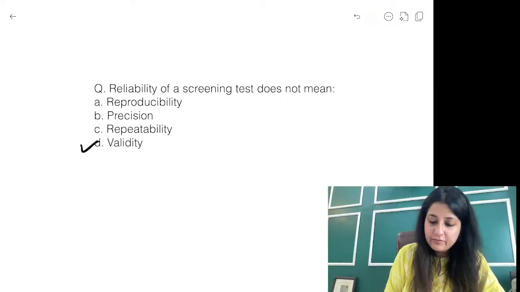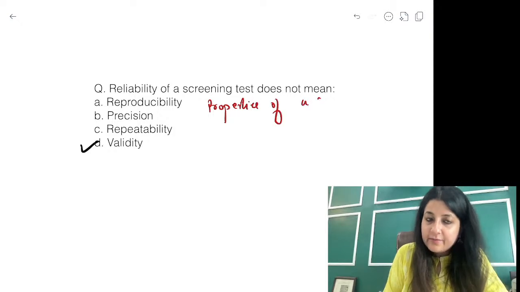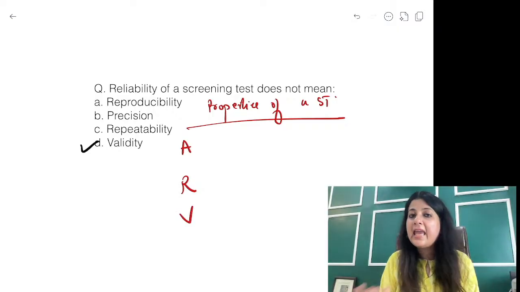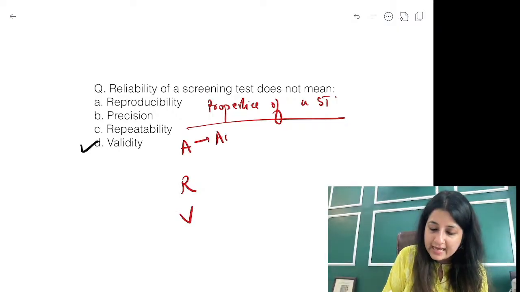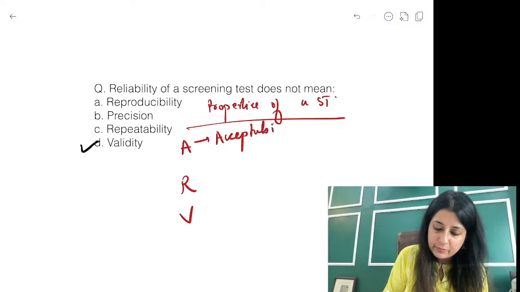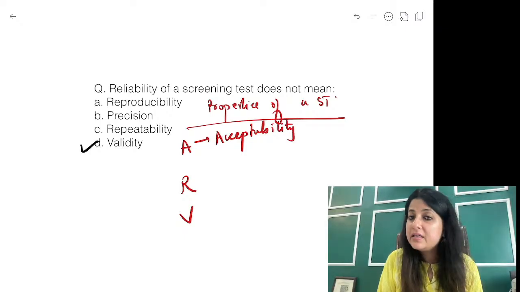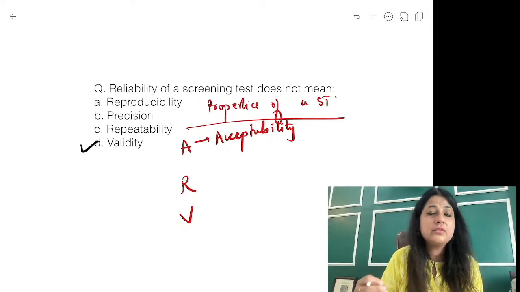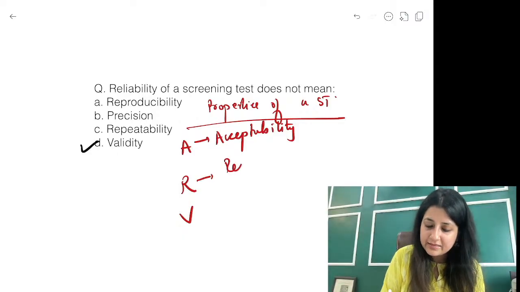Reliability does not mean validity. Now over here, what are the 3 properties of a screening test? The mnemonic for the properties is ARV. A से हो गया acceptability. This is most important because a screening test is applied on apparently healthy people, so it should be acceptable to me, because I don't have a disease. If you do some very painful technique on me, I will not agree to it. ठीक है? R means reliability.